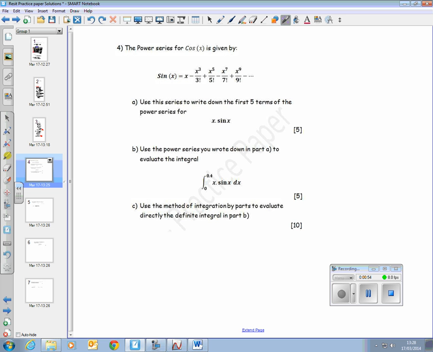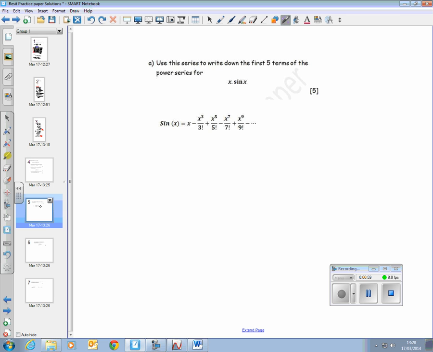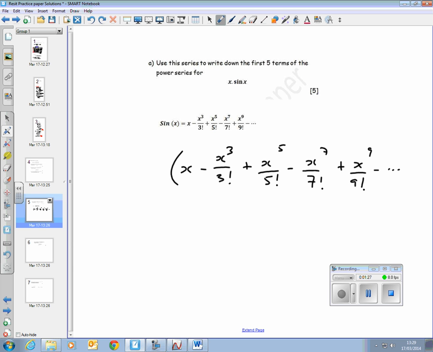So part A, use this series to write down the first 5 terms of the power series for x sine x. Here it is. There's the power series for sine x. So if you think about it, that's straightforward. If the power series for sine x is this, minus x to the 7 over 7 factorial, and you can see the pattern, I hope, plus x to the 9 over 9 factorial minus and so on. That's the power series for sine x, and so all I've got to do is multiply that by x, because I want x times sine x.